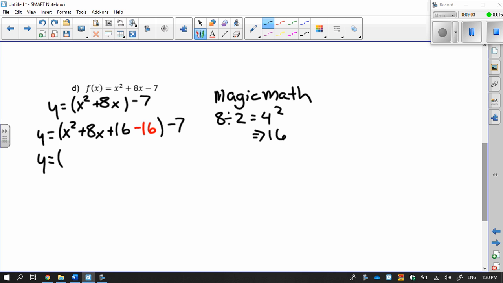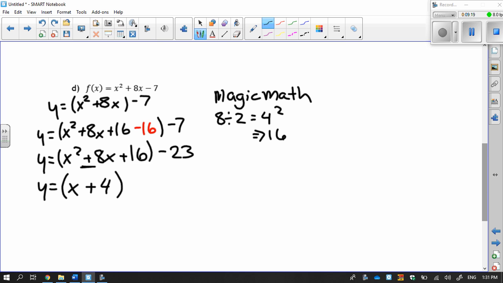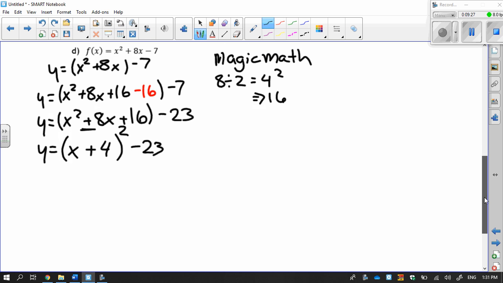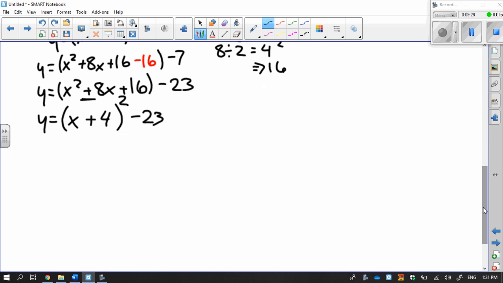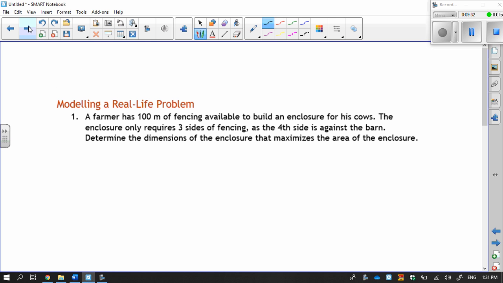Y is equal to x squared plus 8x plus 16 minus 23. So y is equal to x plus 4 bracket squared minus 23. Okay. Then we have a problem solve that we're going to do together really quick. We are not going to do this one because we've already done this. And I don't know how it ended up in 2 spots at once, but here we are.